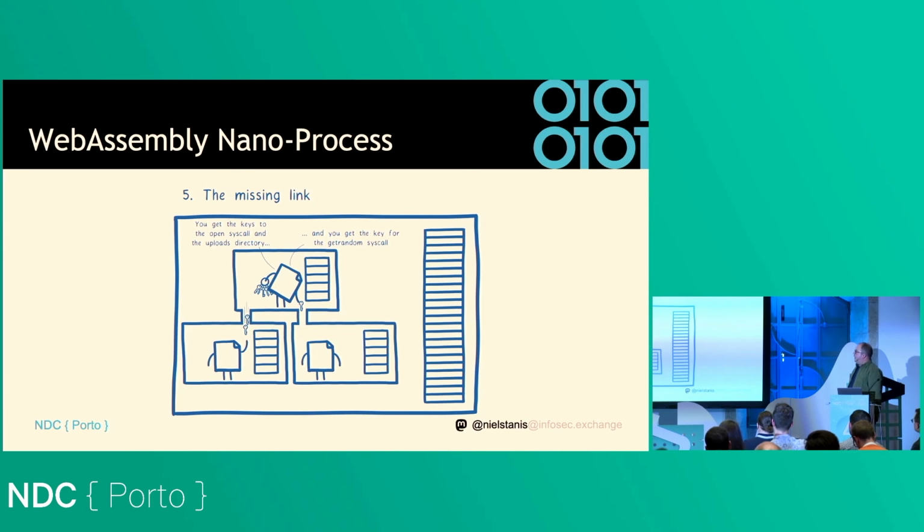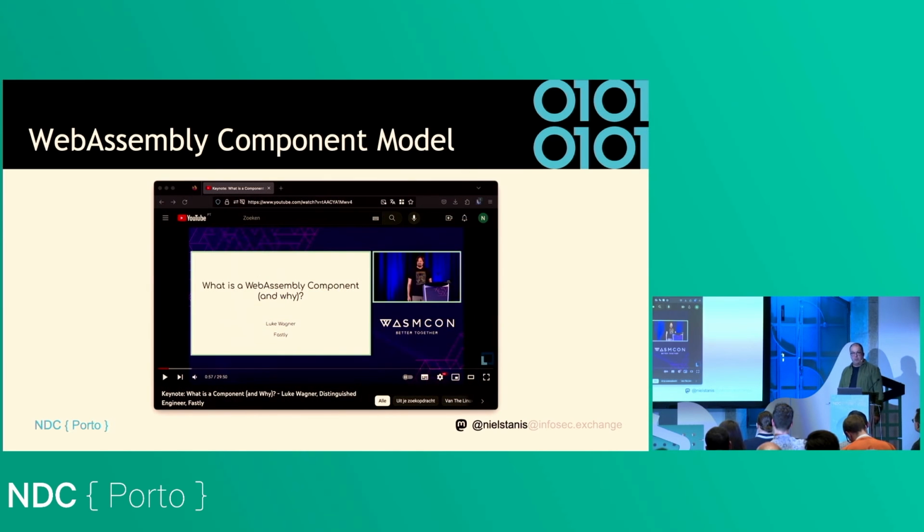And the missing link would then be having a main process that will decide what the modules underneath are allowed to do, and nothing more, nothing less. And that's exactly what the component model facilitates for us, right? So nano-process is the concept, and the implementation is the component model.